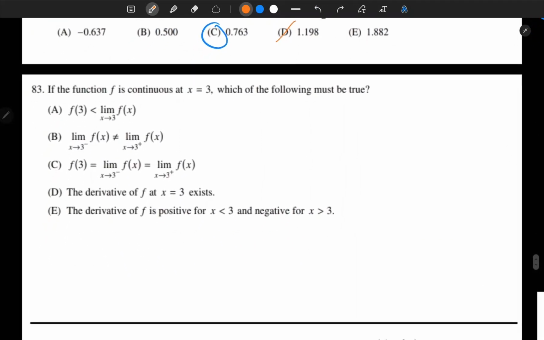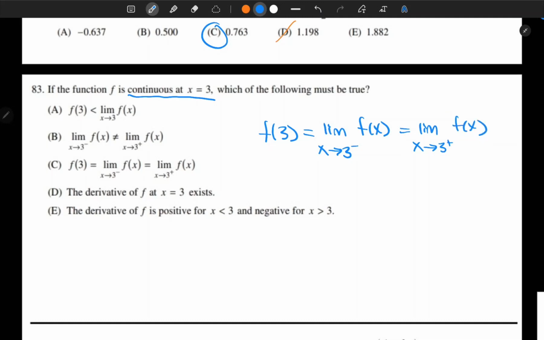Next, if the function f is continuous at x equals 3, which of the following must be true? Well, the definition of continuity at x equals 3 is the following. If f is continuous at x equals 3, then f of 3 is equal to the limit as x goes to 3 from the left of f of x, which is equal to the limit as x goes to 3 from the right of f of x. This is the definition of continuity. Then we see that C says exactly this. So the answer is C.